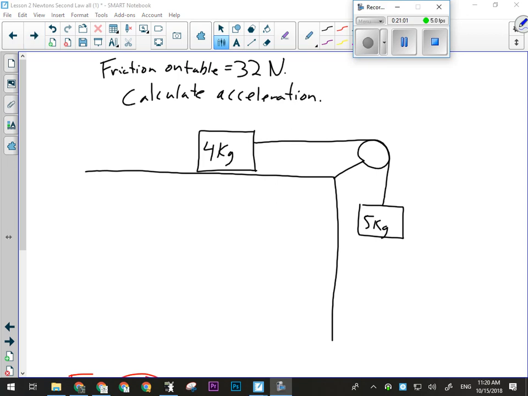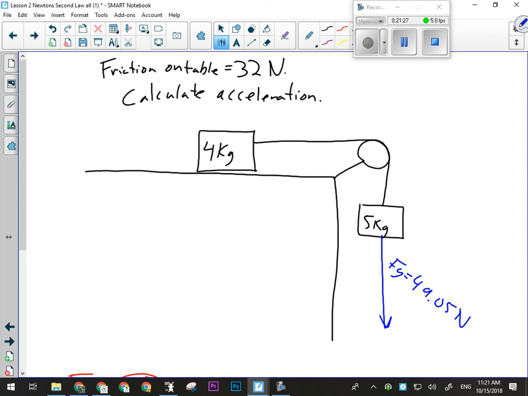First step in solving this one is to identify all the forces acting in the system and determine which ones are important. Okay, obviously one of the most important forces in this system is the force of gravity acting on the 5 kilogram mass. Right? Without that, this system doesn't move. In fact, that is the driving force of this system. So the force of gravity here, 49.05 newtons. Okay, so I've got that force.